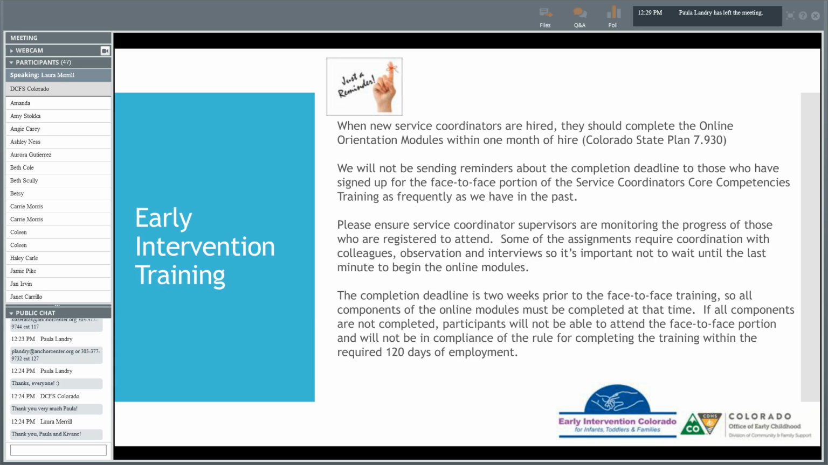Also, some of the assignments require coordination at the local level, so it's really important not to wait until the last minute. If you wait until the week before the face-to-face portion to complete the online, it's not going to be able to be done well or thoroughly. And if you have questions about how you as a supervisor can monitor the progress of your staff, please just drop WAELA a line either through email or through phone, and she'll be happy to walk you through how you can do that.